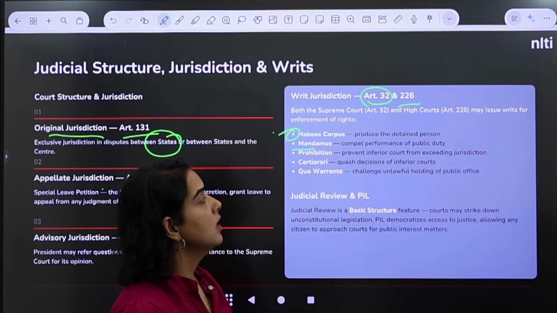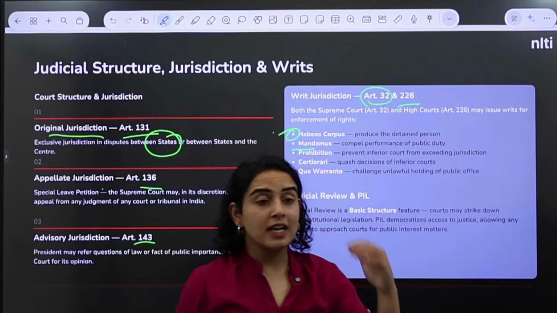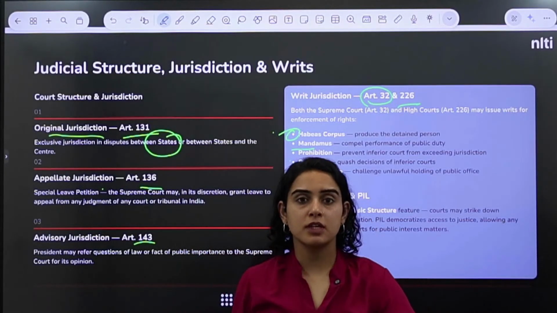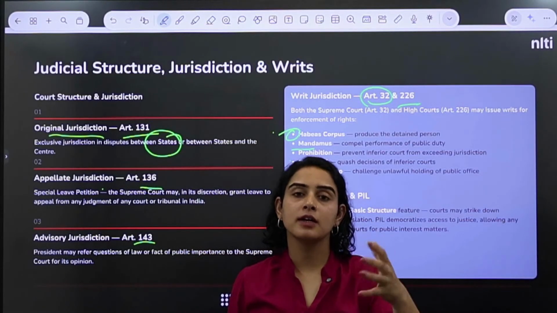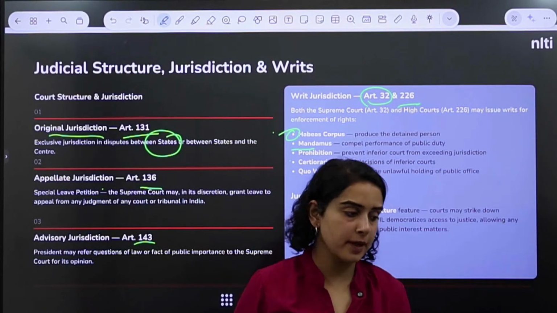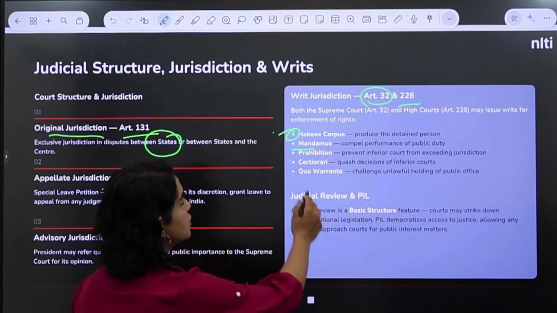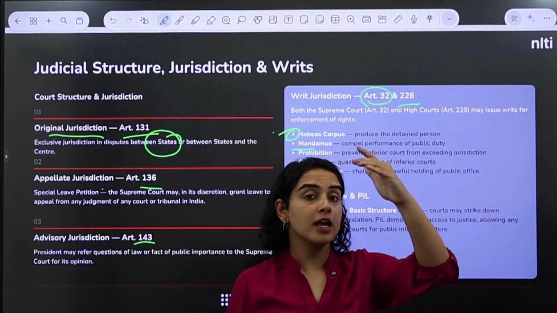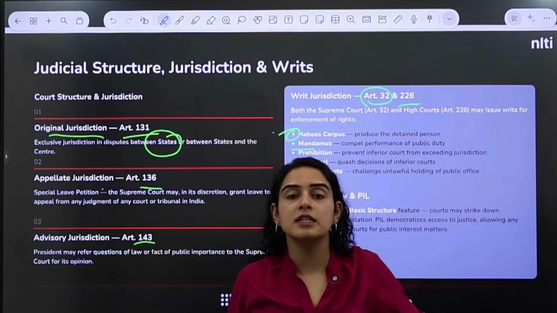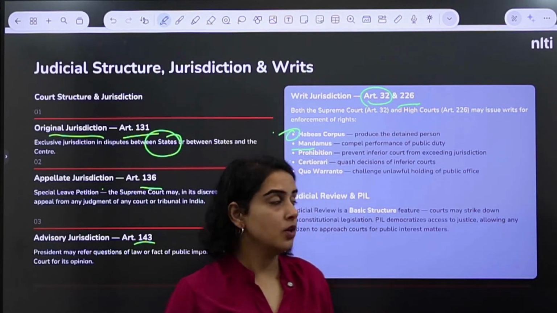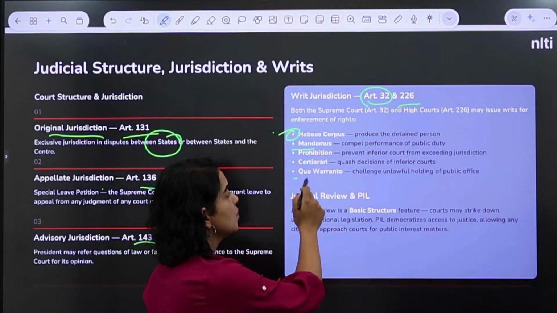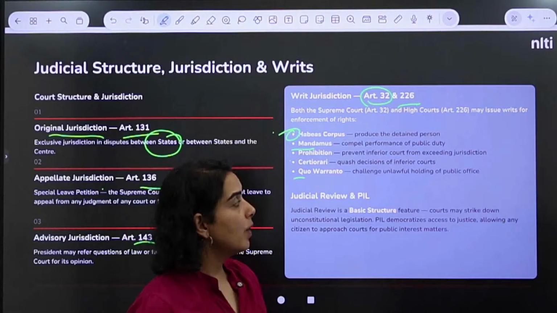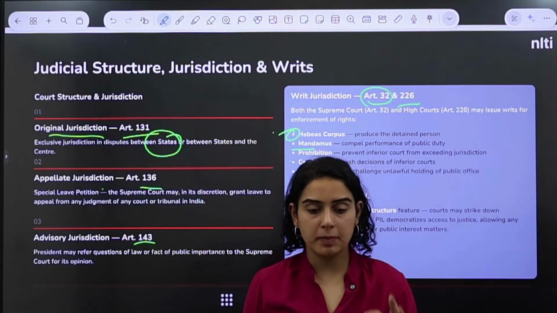Prohibition is when the higher court stops the inferior court from hearing any case. Okay. Then we have certiorari. Certiorari is where the higher court has the power to cancel the order given by the lower court. All right. And last is quo warranto, where you are basically challenging the public office.